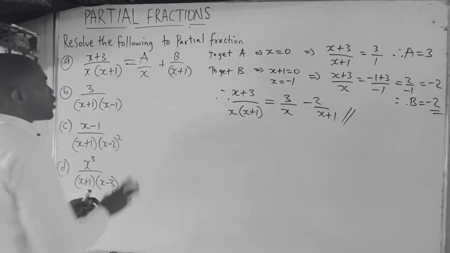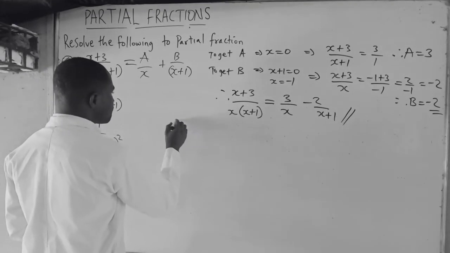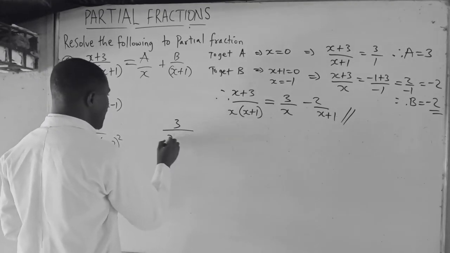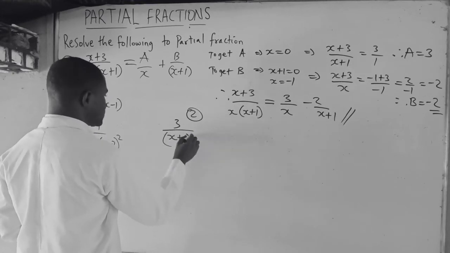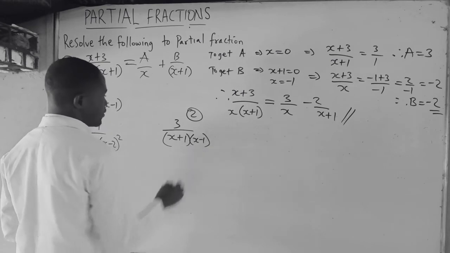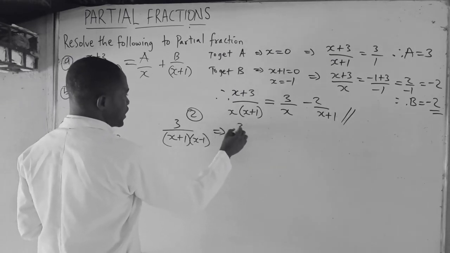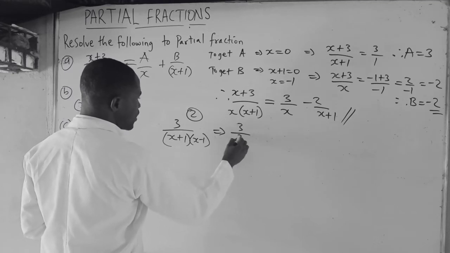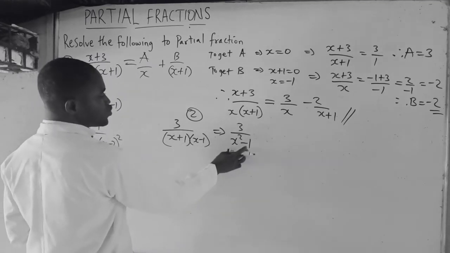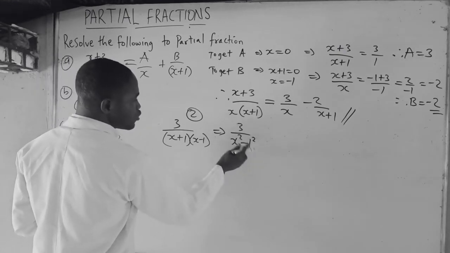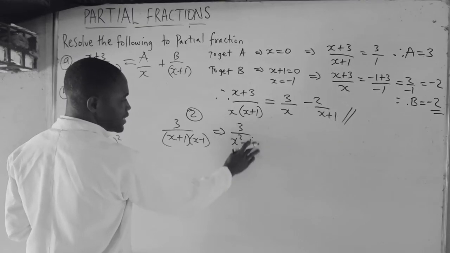Then we go to question number 2. In question number 2, they say resolve 3 all over x plus 1 bracket x minus 1. This question can be put this way: 3 all over x squared minus 1. They are the same. So if you see this question this way, know that this is a difference of two squares, x plus 1, x minus 1, difference of two squares. So they are the same thing.